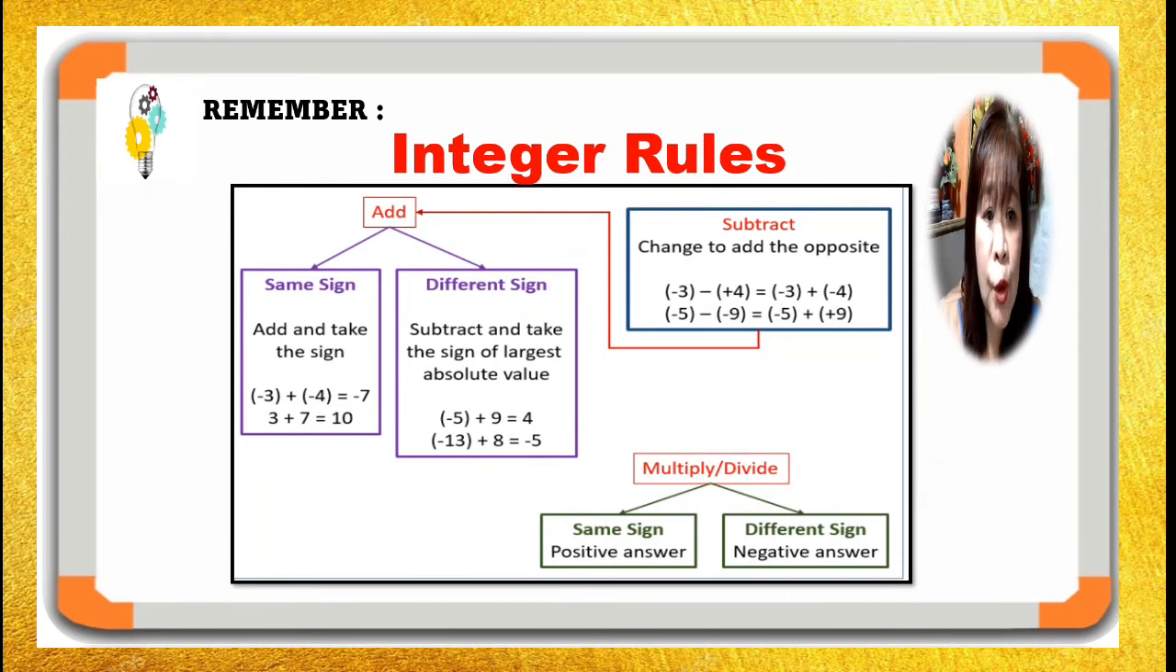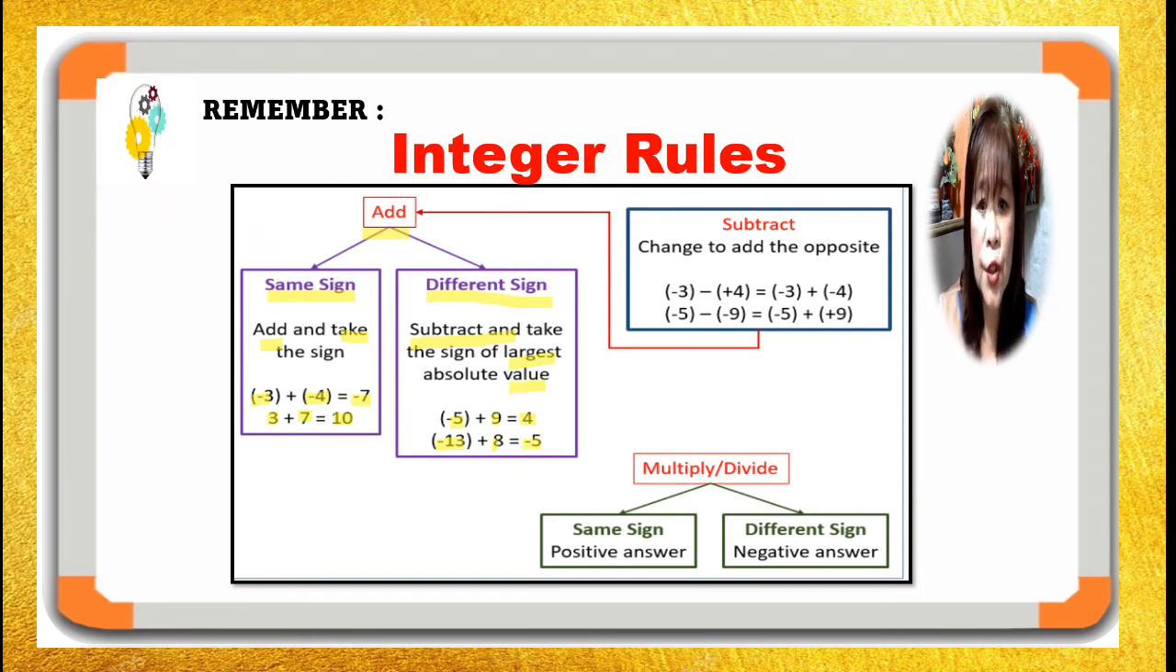Okay, just remember this, the integer rules. So, in addition, same sign, add and take the sign. Example, negative 3 plus negative 4, the answer is negative 7. 3 plus 4 equals 7. If it has different signs, subtract and take the sign of the larger absolute value. So, negative 9 plus 9 equals 0. Negative 13 plus 8 equals negative 5.